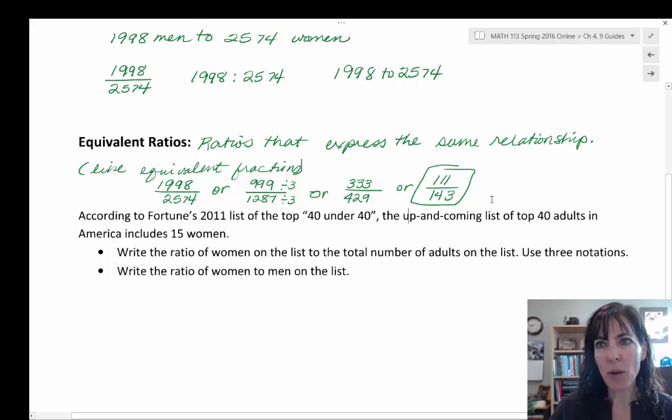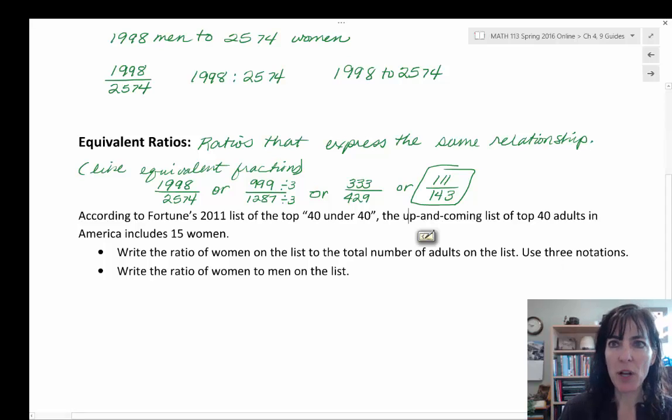So we have another problem that we'd like to look at about ratios. According to Fortune's 2011 list of the top 40 under 40, that's the 40 people that are less than 40 years of age, the up-and-coming list of the top 40 adults in America includes 15 women. And so our first thing to do is to write the ratio of women on the list to the total number of adults on the list, and use all three ways of writing that notation.